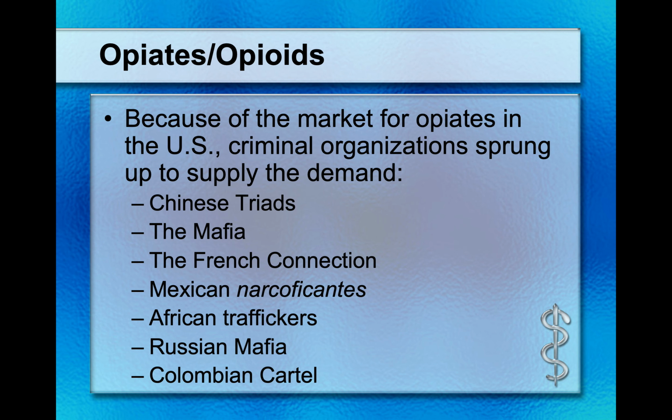Because of the market for opiates in the United States, criminal organizations sprung up to supply the demand. Now, you've got to remember that all these groups were from different ethnic groups, and they were organizations that were powerful in their own countries, and they projected that power into the United States to bring illegal drugs into the United States. The Chinese triads, the mafia, which was Italian, the French connection out of Marseille, the Mexican narcotraficantes out of Mexico, the African traffickers, mostly in North and Western Africa, the Russian mafia, and the Colombian cartel, which brought it up through Mexico as well. So as you can see, a lot of different countries became involved in the drug traffic, not just Mexico and Colombia.